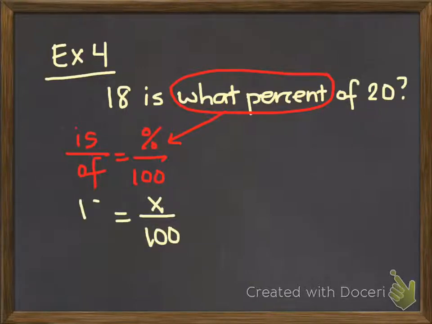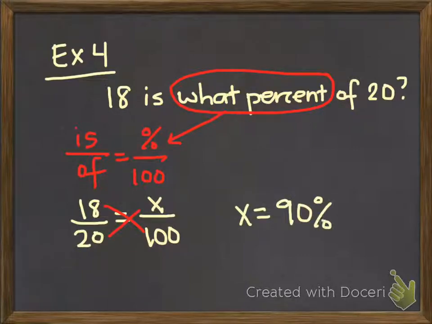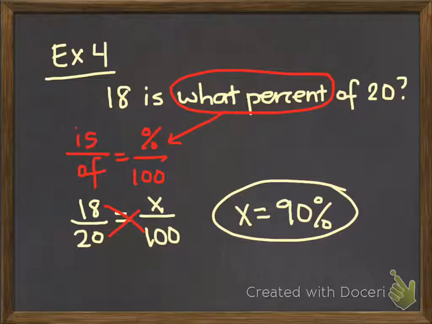The is number is 18. The of number is 20. We do wickety-whack divide, or cross multiply and divide. 18 times 100 divided by 20. And the answer is 90%. So 18 is 90% of 20.